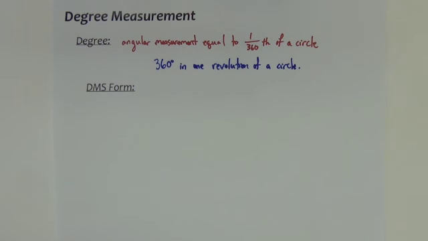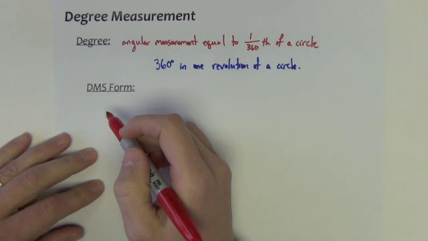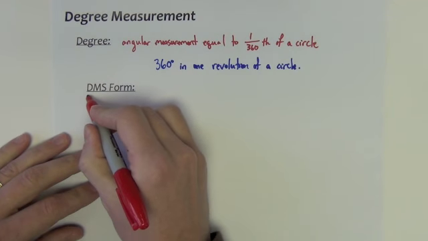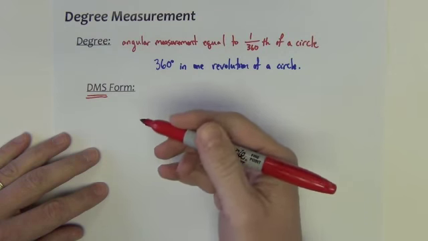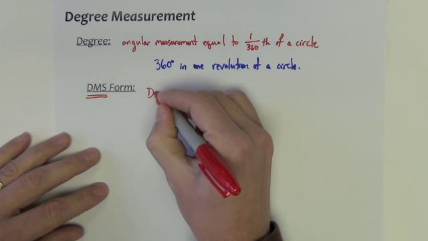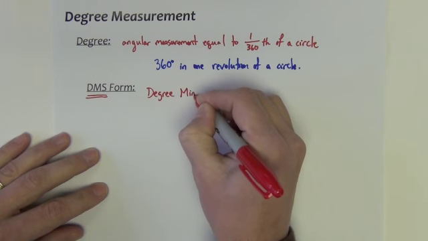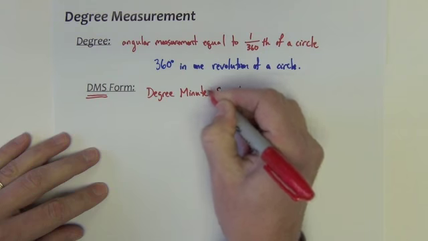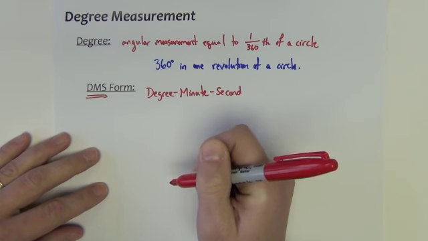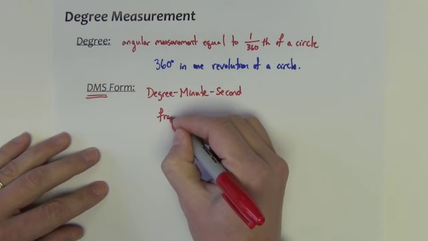Okay, so no real new information there. We probably know that already. Now, we'll extend on that a little bit and talk about what we call DMS form of angular measurement. It's using degrees. It stands for degree, minute, seconds. It's how we measure fractional parts of degrees.